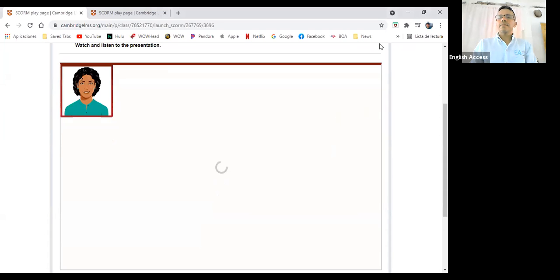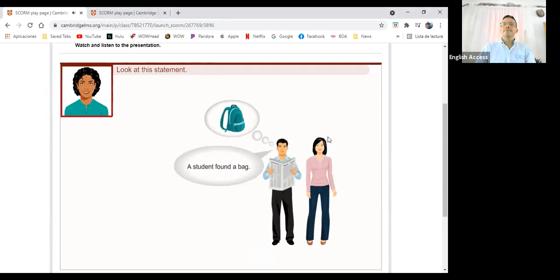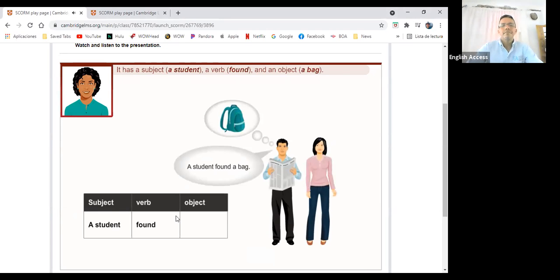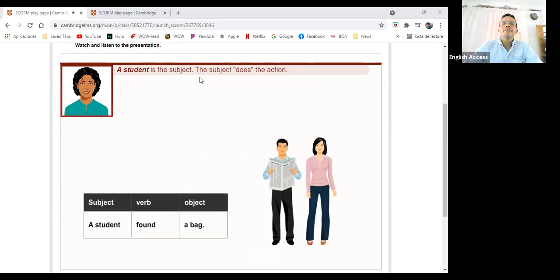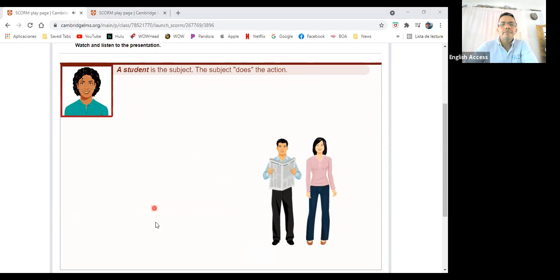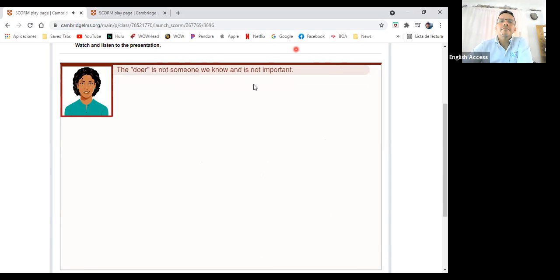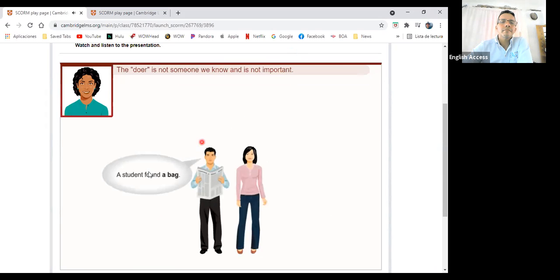Okay, I see we have in the classroom, we have Jasmine, Felix. Grammar. The simple past passive. Look at this statement. A student found a bag. It has a subject, a student, a verb, found, and an object, a bag. A student is the subject. The subject does the action. The verb is an active verb. A student is the doer of the action, but we don't know very much about the student. The doer is not someone we know and is not important.